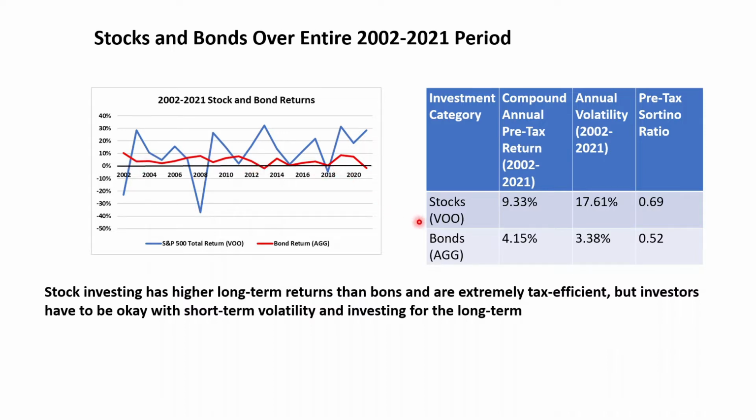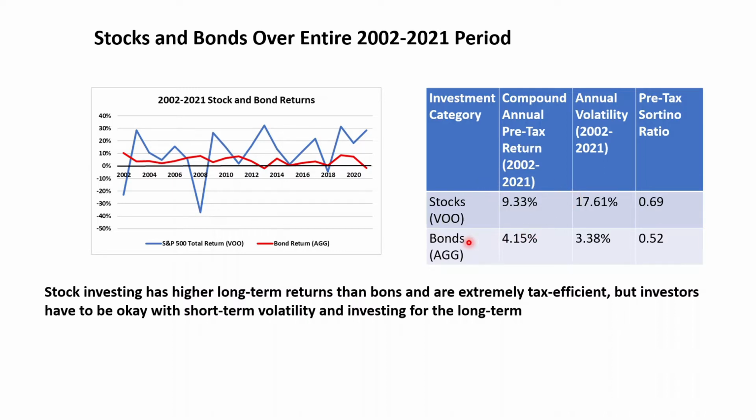So when we look at this, we're essentially seeing the entire period. For stocks, if you're investing for the long term, you made about 9.33%. This was the volatility here. Again, the pre-tax Sortino ratio is 0.69 because you had the bad decade and then you had the great decade, right?